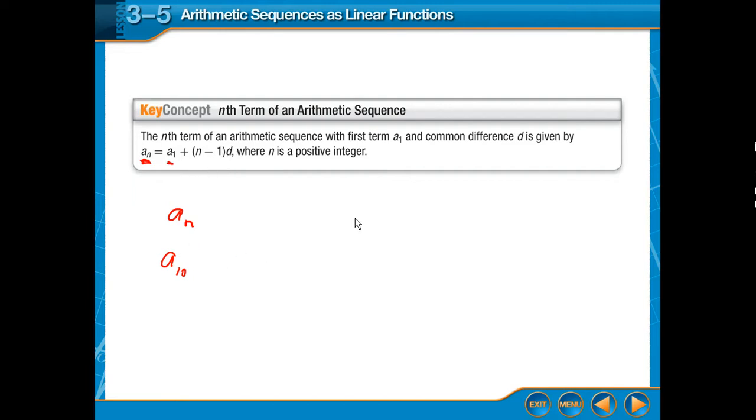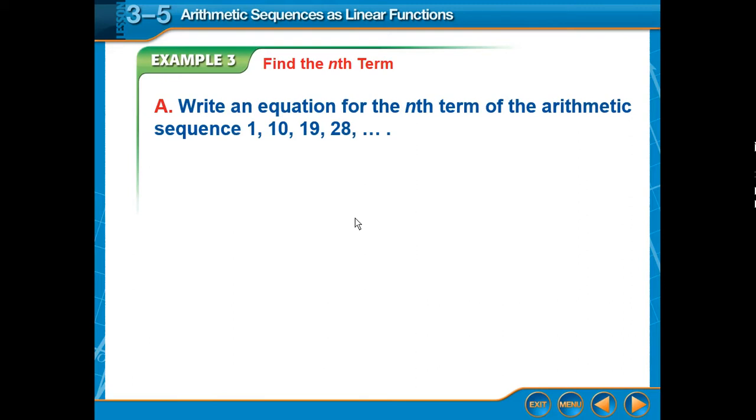So specifically, the equation that we're going to use is an equals a1 plus n minus 1 times d. Going from 1 to 10, it goes up by 9. 10 to 19 is 9, 19 to 28 is 9. So that means my d is 9. I'm trying to figure out what the nth term is, right? That's an equation. a1 is the first term in the sequence. So in our case, a1 is 1.